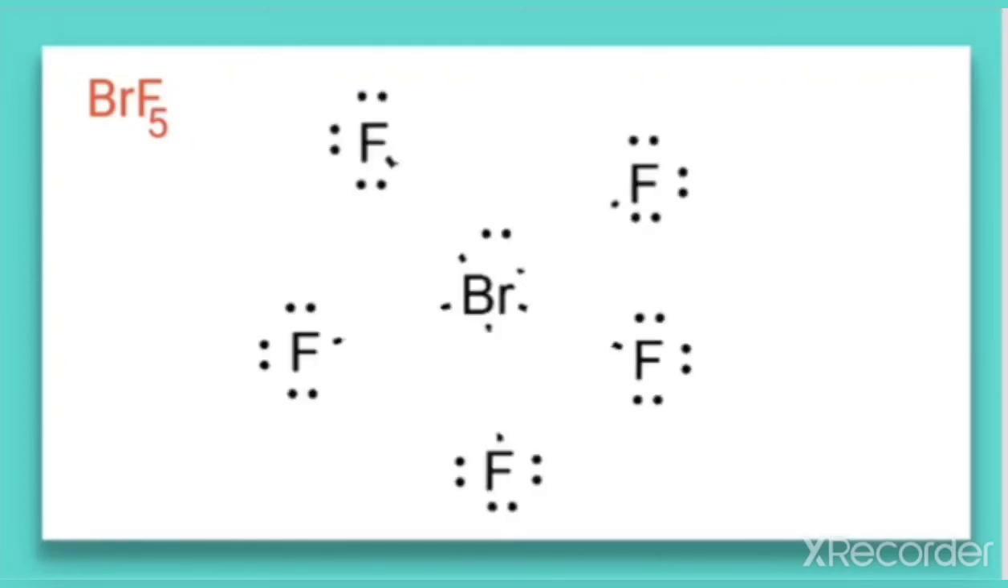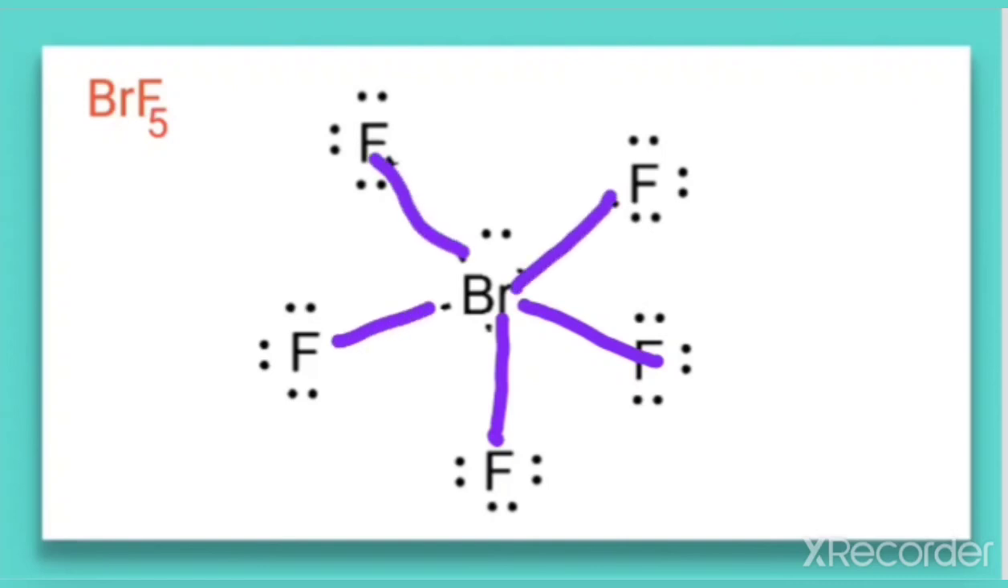Let us try for BrF5. Here the central atom is Br and there are 5 terminal fluorines. So write down the central atom and terminal atoms in this way with the valence electrons. Since Br and F belong to group 17, all of them have 7 valence electrons. Out of 7 electrons, 1 electron is shared with 1 fluorine, another with the other fluorine, like this. Out of 7, 5 electrons are shared with the 5 fluorines.